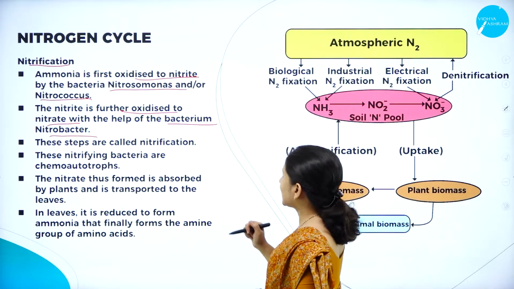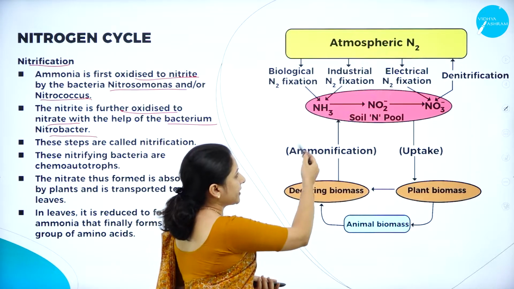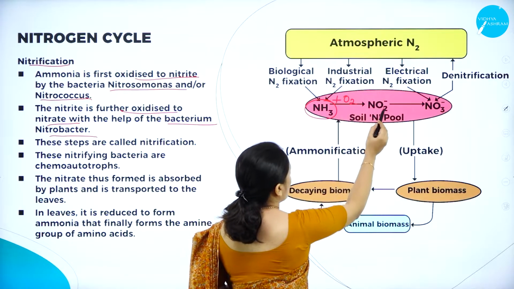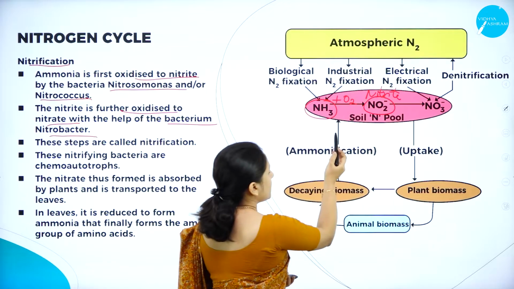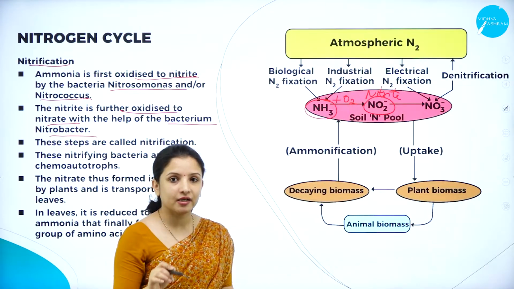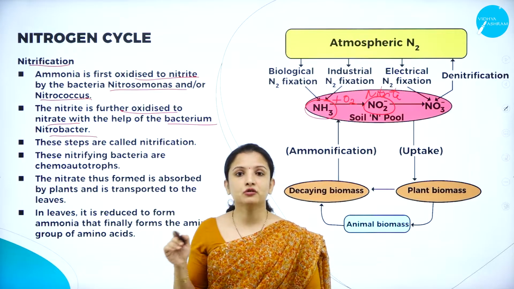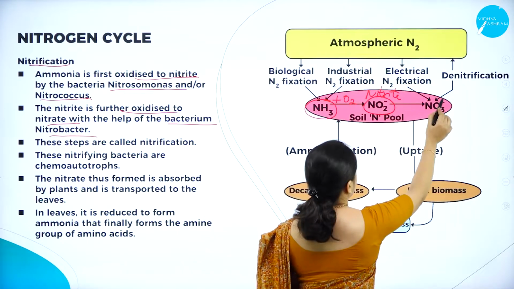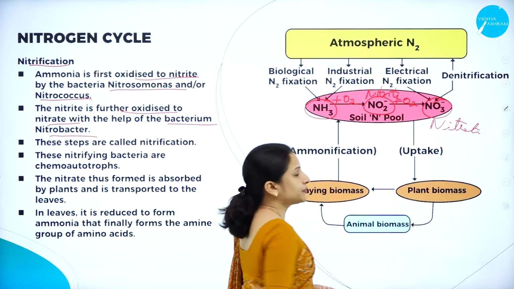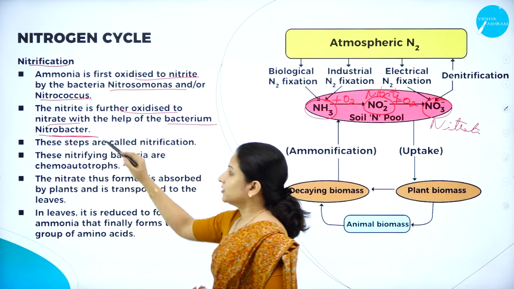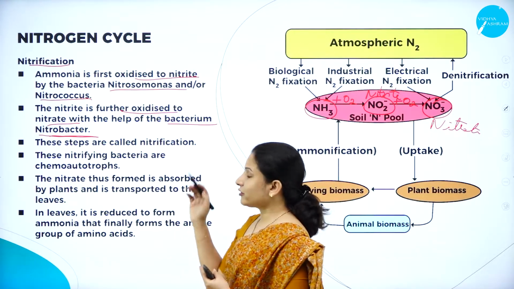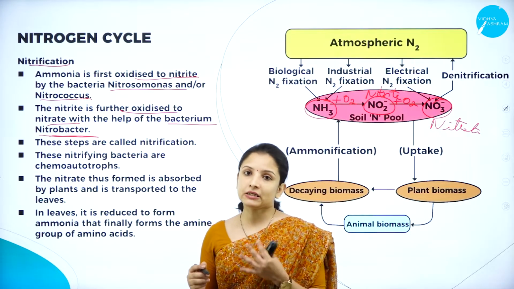So don't get confused. I'll make you understand here. By the process of ammonification, ammonia is present. This ammonia combines with oxygen to form nitrite, and this conversion is done by the bacteria called Nitrosomonas or Nitrococcus. And this nitrite should get converted to nitrate with oxygen, and this process is done by the bacteria Nitrobacter. So Nitrosomonas or Nitrococcus helps in the conversion of ammonia to nitrite, and the Nitrobacter helps in the conversion of the nitrite to nitrate. So this is the function.